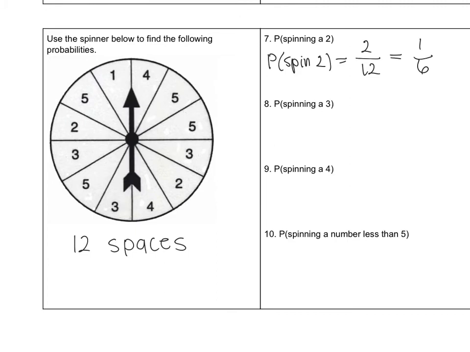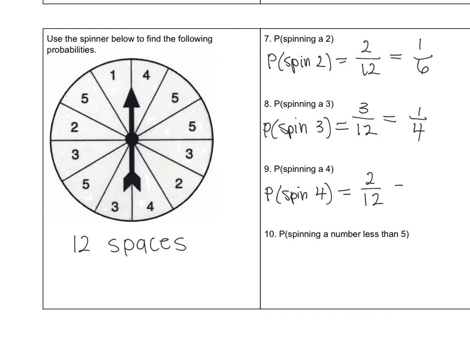Next, we want to find the probability of spinning a 3. So in order to find the probability of spinning a 3, I count the number of spaces that have a 3, and there are 3 3s out of 12. And when we simplify 3 over 12, we're going to get 1/4. Same thing for number 9, the probability of spinning a 4. There are also 2 spaces that have a 4 on it, so 2 over 12, which we already know simplifies to 1/6.